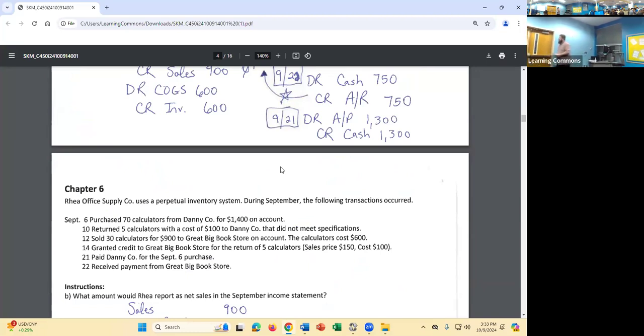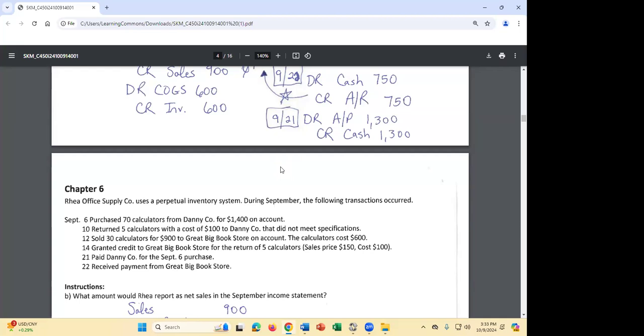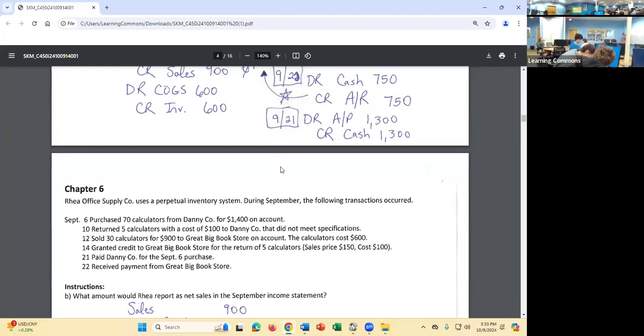So the first one says, what amount would Rhea report as the net sales in September on the income statement? So how much sales did I actually have? Look through your journal entries and see where we actually had sales. How much were our sales? $900. $900, thank you, online. Are we good with 900? So on September 12th, that credit to sales revenue is the only sales entry that we had.